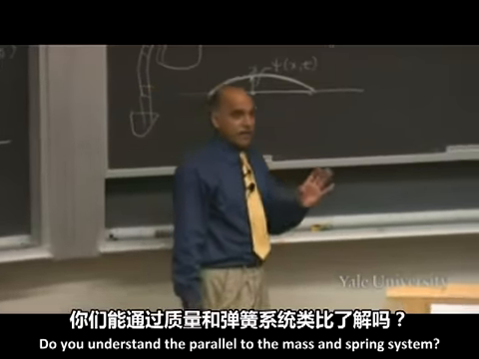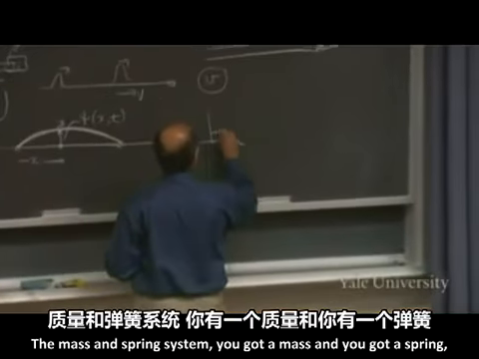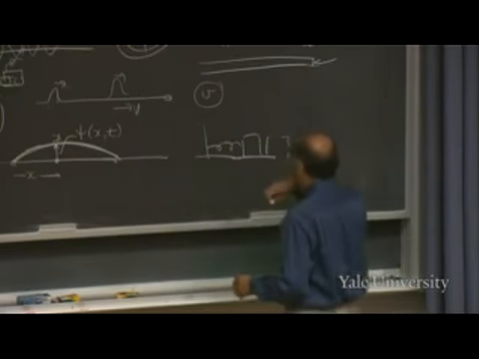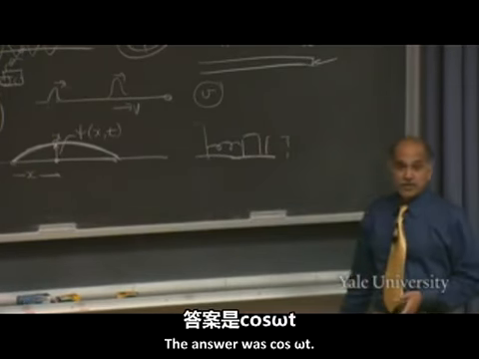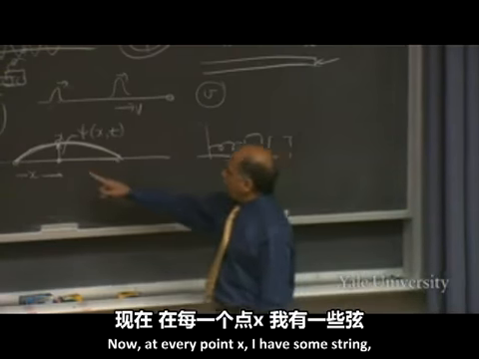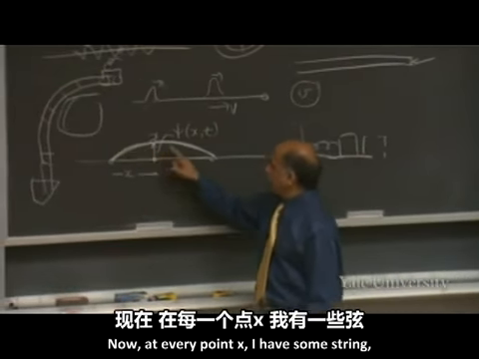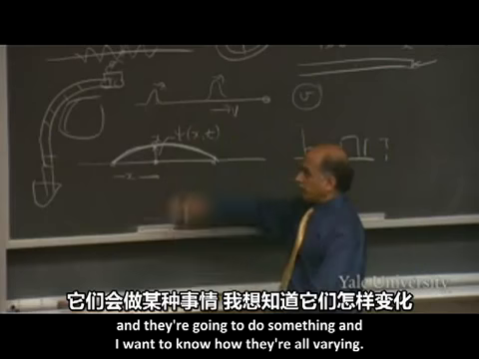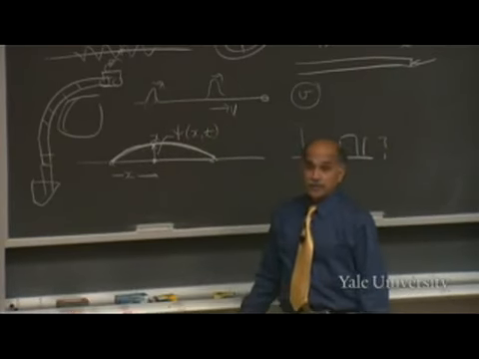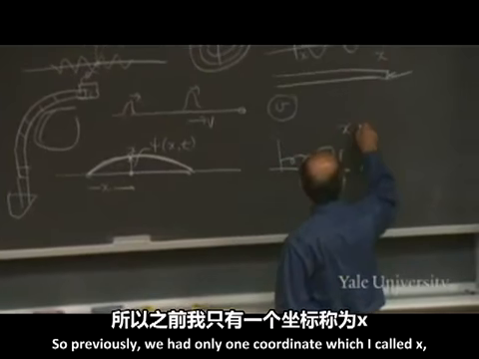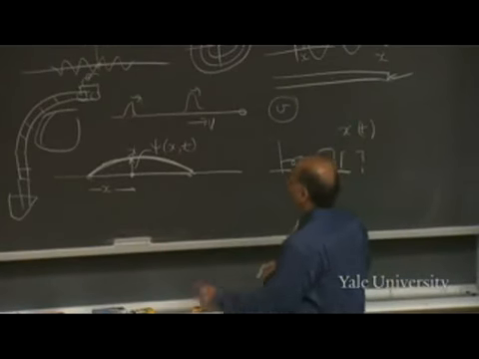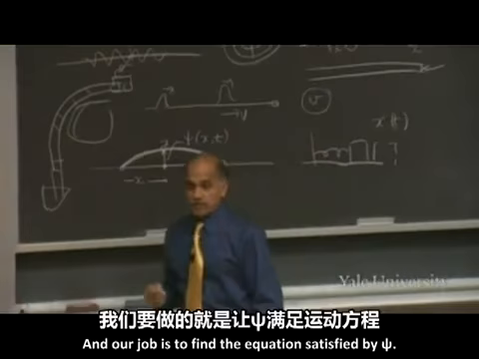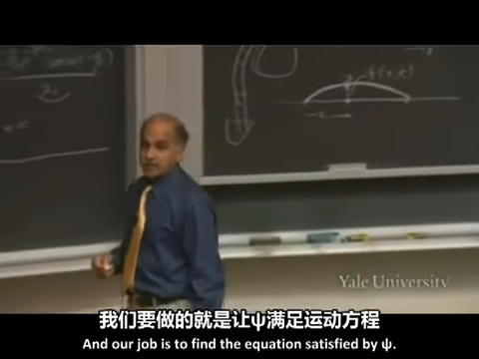If I start it out, what will it do? Do you understand the parallel to the mass and spring system? In the mass and spring system, you've got a mass and you've got a spring. You pull the mass out to some new location, you let it go, and you want to know what it does. The answer was cos omega t. Now, at every point x, I have some string, and I displace all those degrees of freedom, and I let them go, and they're going to do something, and I want to know how they're all varying. So previously, we had only one coordinate, which I called x, which varied with time. Now at every point x, I have a coordinate psi that varies with time. And our job is to find the equation satisfied by psi.